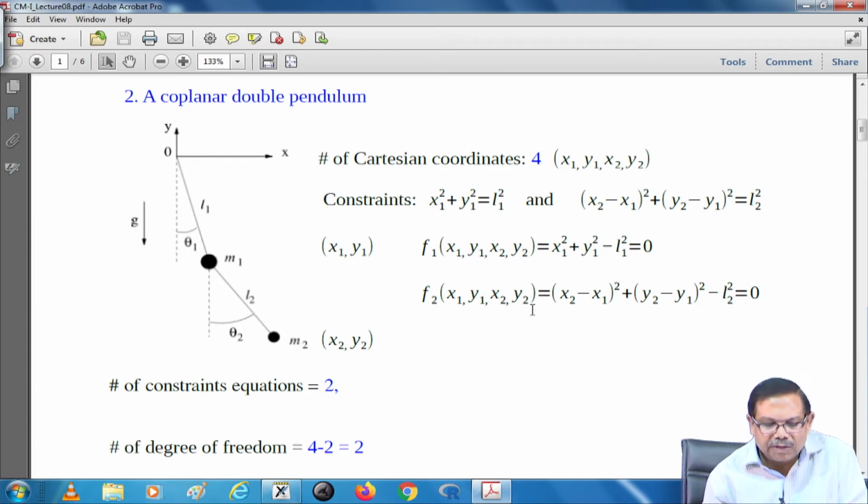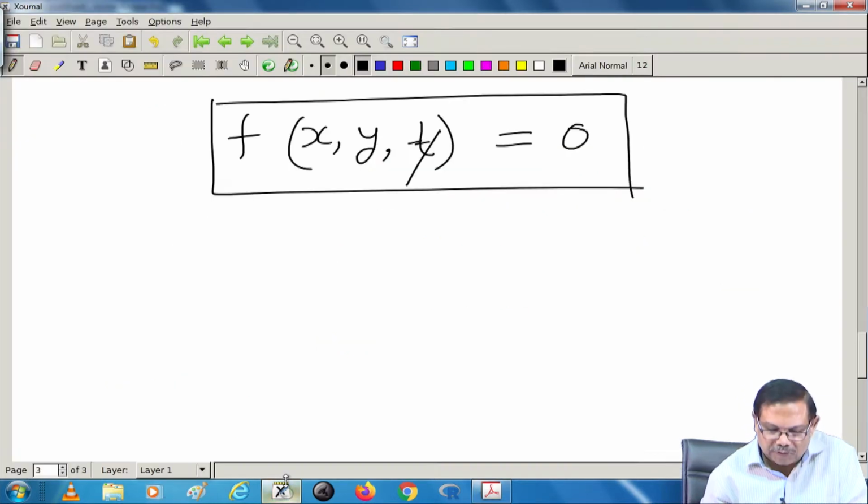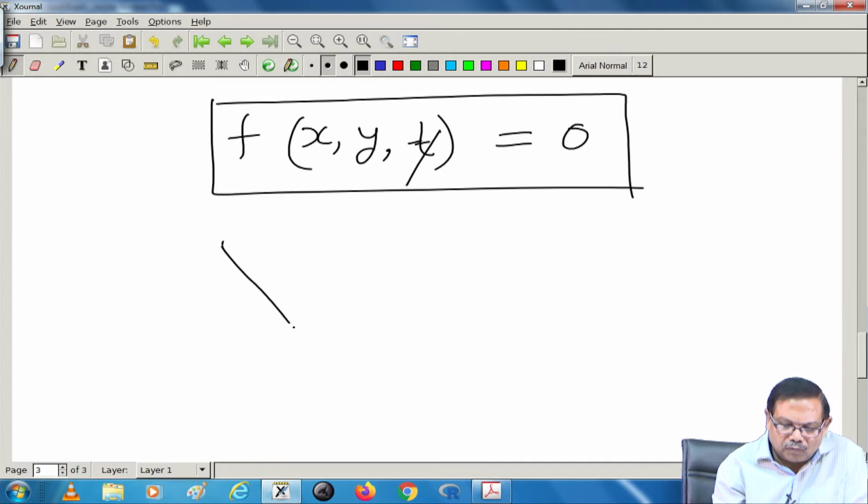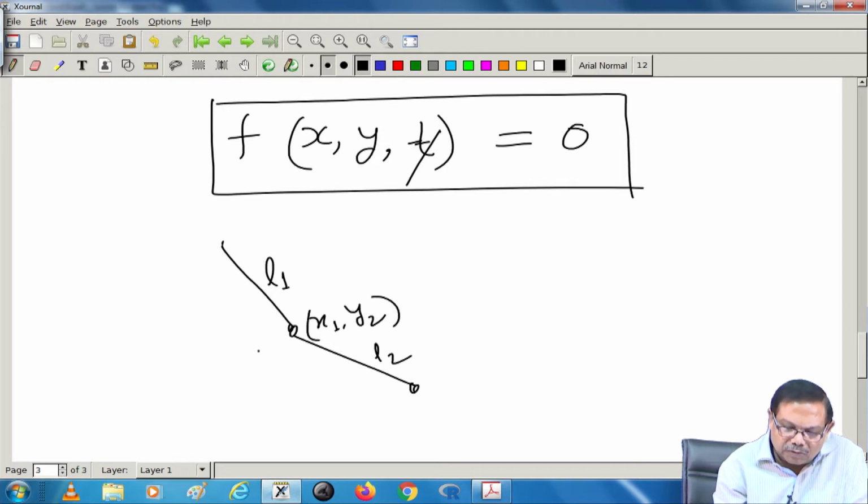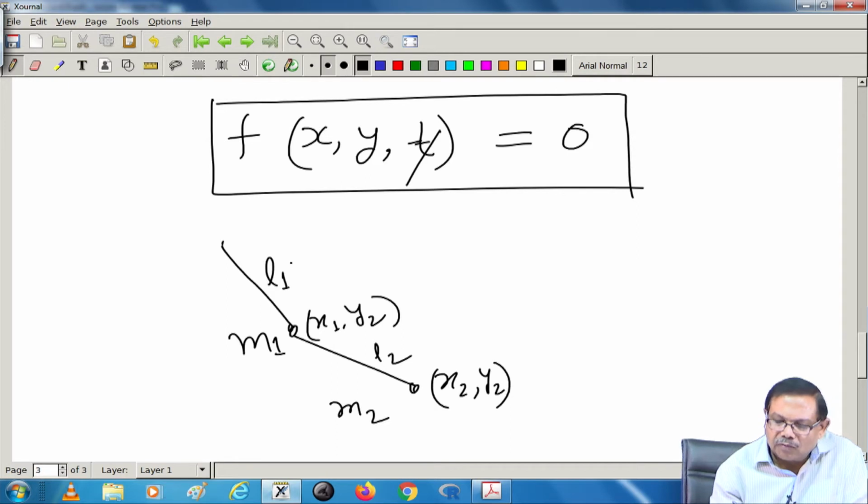But there are 2 constraint equations. The length of the first rod is also fixed. So, a function I can write in terms of x1, y1, x2, y2, which is x1 square plus y1 square minus L1 square is 0. For the 2 pendulums, this is L1, this is L2, and here are the coordinates x1, x2, this is m1, this is m2. So, this L1 is fixed.